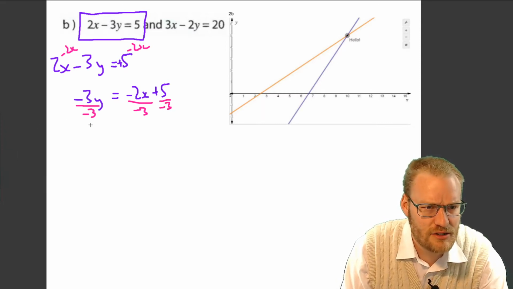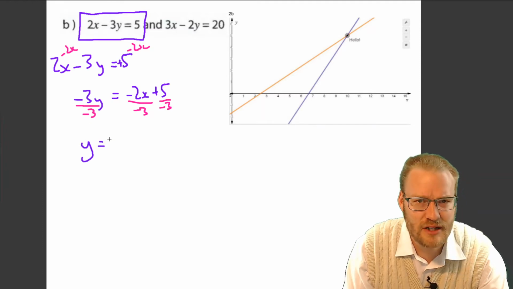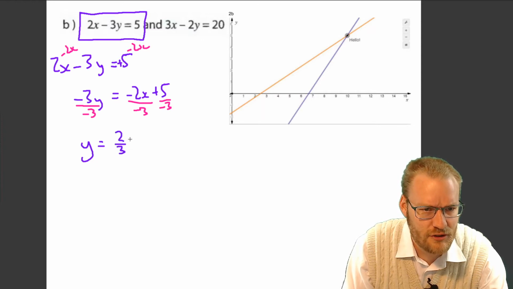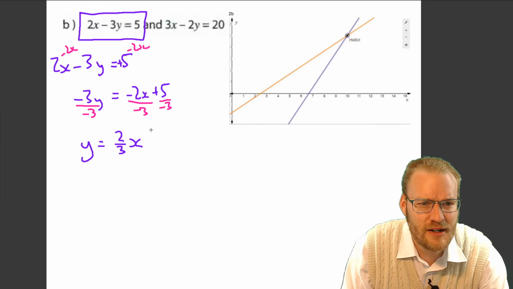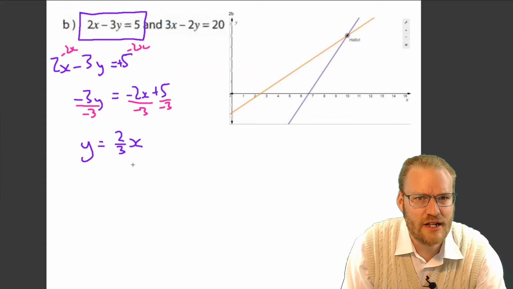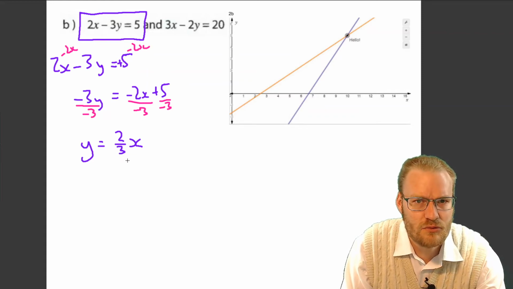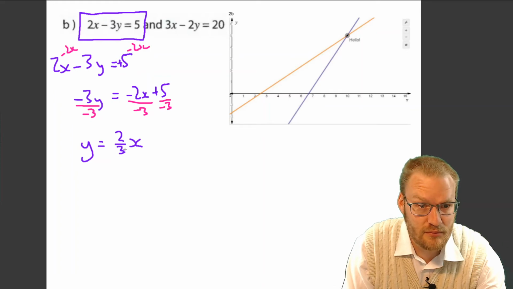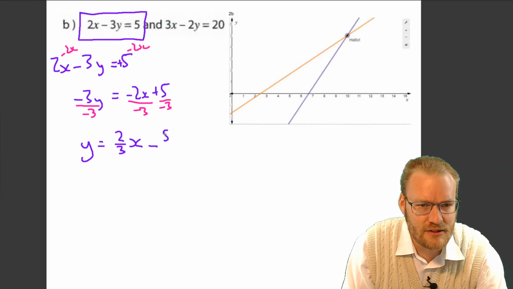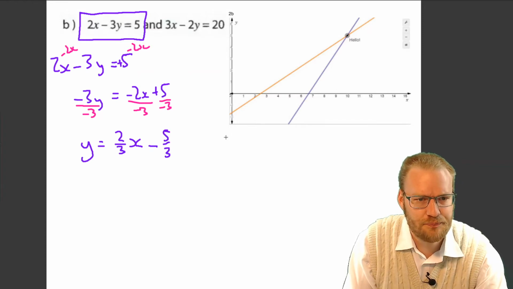So we've got minus 3y over minus 3. Well, that's why we did it. Minus over minus is a plus. So we get positive 2 over 3x. Now notice, I prefer writing this as 2 over 3x rather than 2x over 3, because if I asked you what's the gradient, you're going to tell me 2 over 3, right? Because that's mx, so this is the gradient. Okay, plus over minus is minus, and we've got minus 5 over 3.